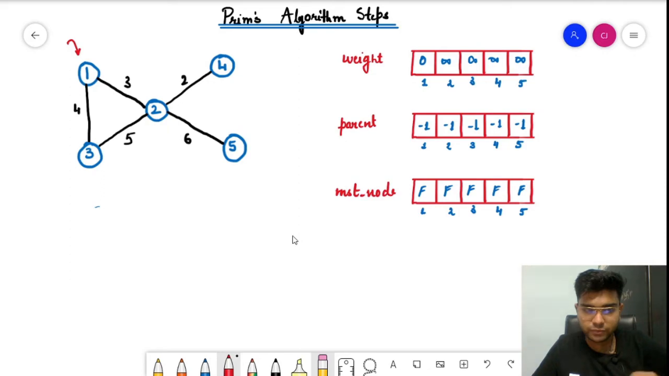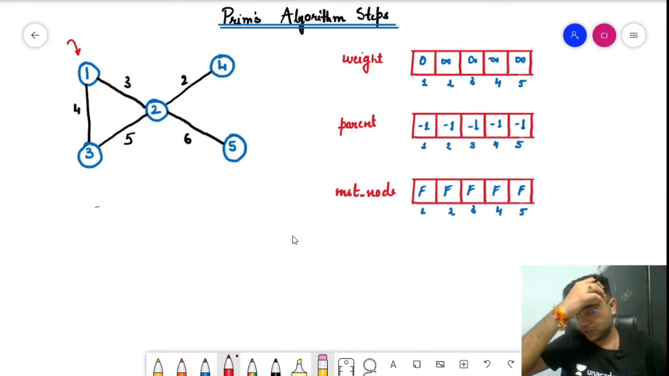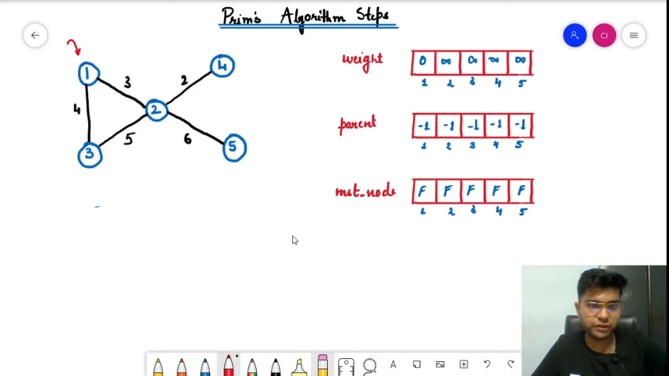Whenever we take one node and come to the conclusion that this vertex must now be taken into the MST, it is taken, so we'll update from false to true. Otherwise, if it is false, then this vertex is not taken into the MST. So we'll initialize this whole array with false. This is the initial configuration that we have.